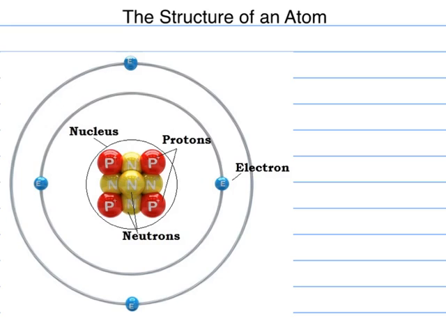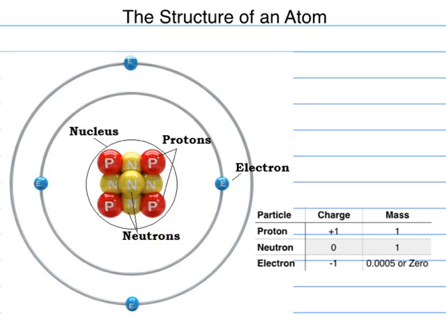Now, the properties of the particles within an atom are as follows. The proton has a charge of +1 and a mass of 1. The neutron has a charge of 0 and a mass of 1, and the electron has a charge of -1 and a mass of 0.0005, which is almost 0 when you compare it to the masses above.